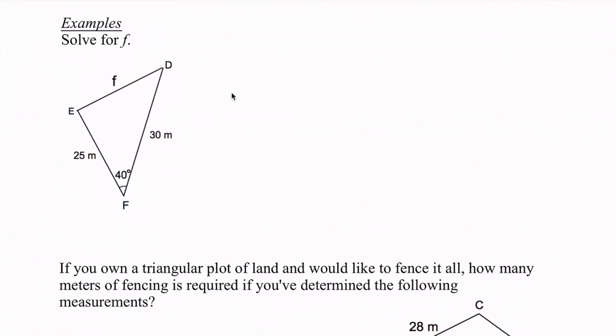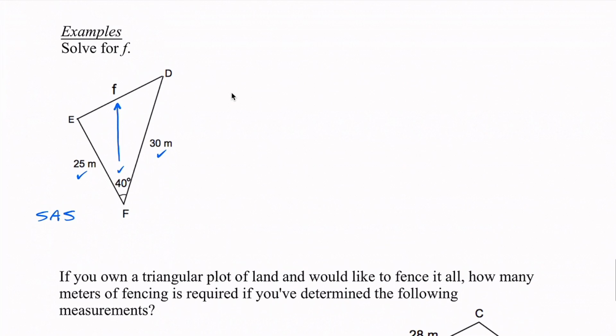So in this one it says solve for f. So we're going to be finding this right here, that side. Now I'm given a side, an angle, and then another side. Okay, so that right there, that is the kind of SAS scenario, side, angle, side, and that's when you're going to use the cosine law. And what it allows you to do is it allows you to find the side across from that middle angle. So I'm going to be able to find f.